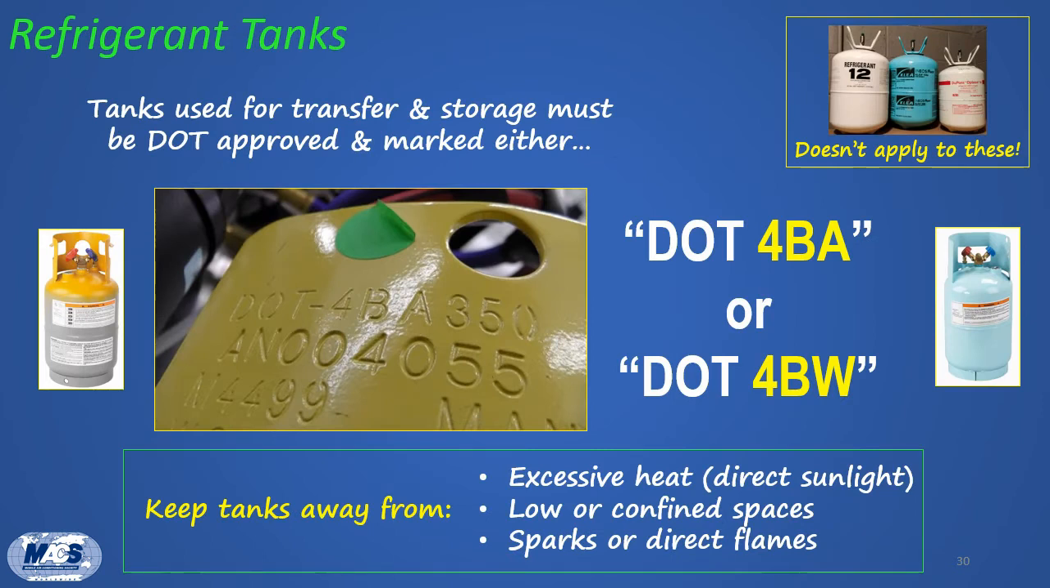As for the appropriate refrigerant tanks, we have to use certain tanks for the transfer and storage of refrigerant. They have to be DOT approved, and they have to have markings on them that say either DOT 4BA or DOT 4BW. Now, this does not apply to those new cylinders of virgin refrigerant that you buy from the store. It only applies to the internal tanks inside your recovery machine or the portable tanks that you take with your recovery-only machine and go out to job sites with.